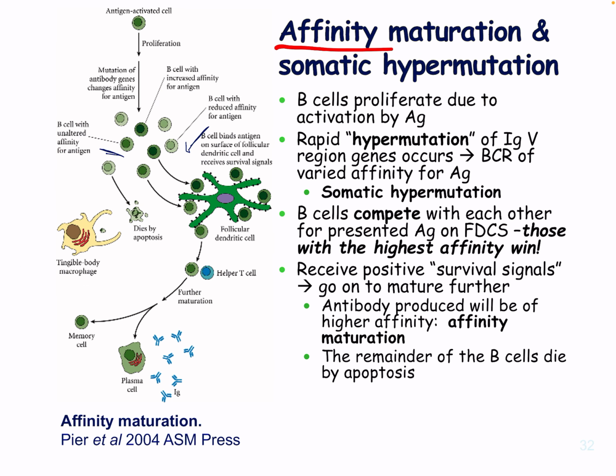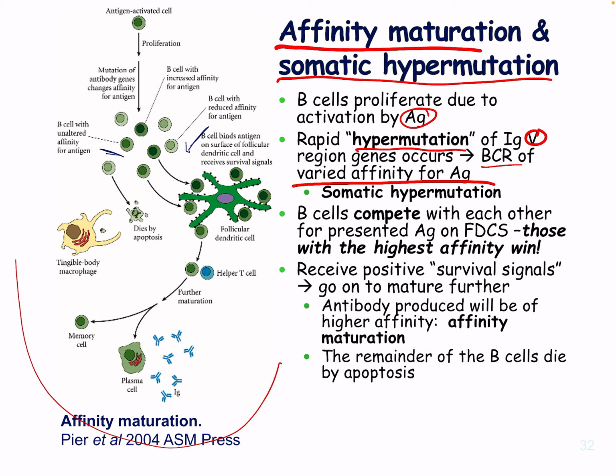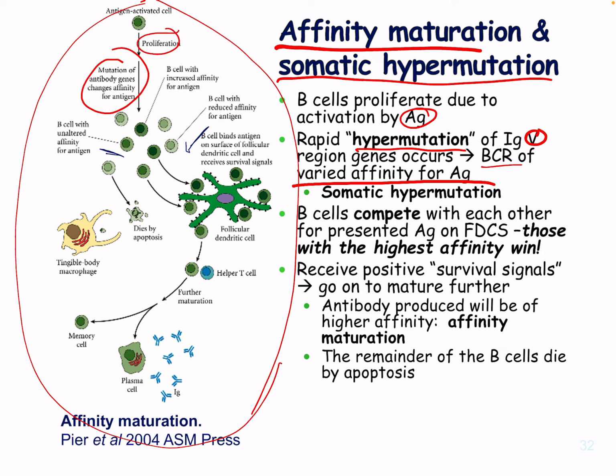So there's affinity maturation and somatic hypermutation. So B cells proliferate due to activation by antigen. So rapid hypermutation of the immunoglobulin variable region genes occurs, and this B cell receptor has a varied affinity for antigen. So here's essentially a nice figure of affinity maturation. See here we have a proliferation, mutation of antibodies.